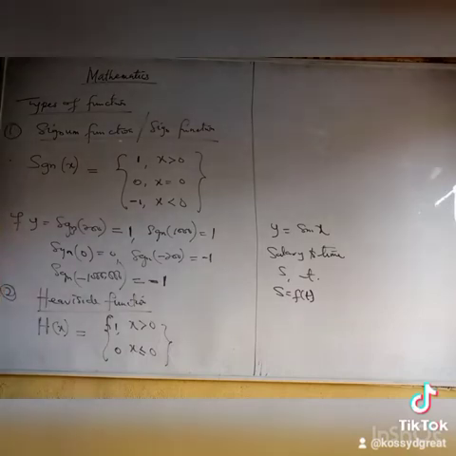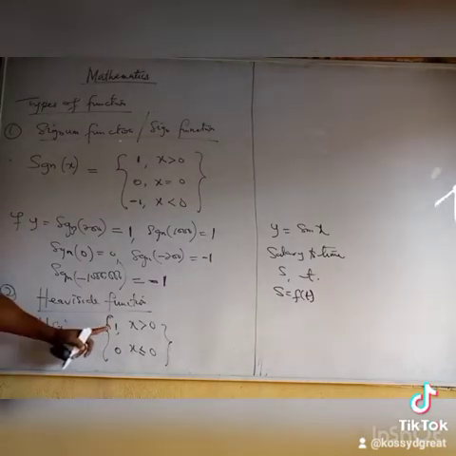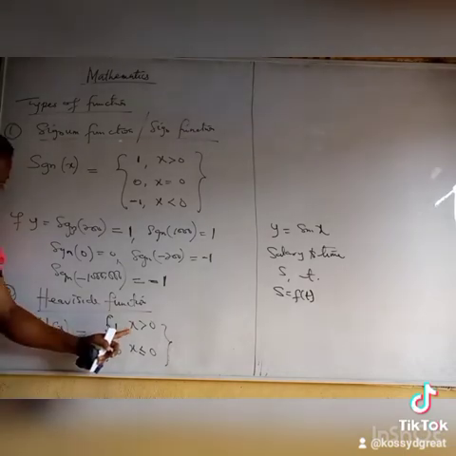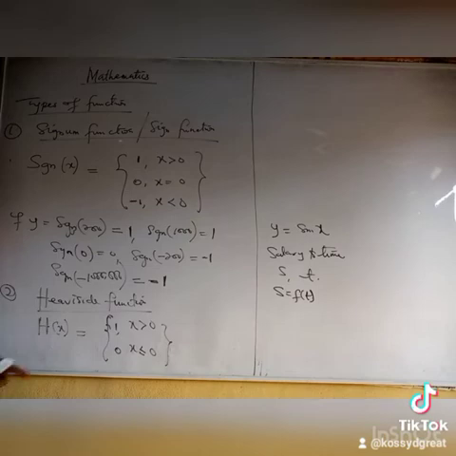So you can see the Heaviside function has only two conditions. What are the conditions? When the value of x is bigger than 0, the Heaviside becomes 1. So any value that is bigger than 0, the Heaviside of it is 1. Then when x is less than or equal to 0, the Heaviside becomes 0.